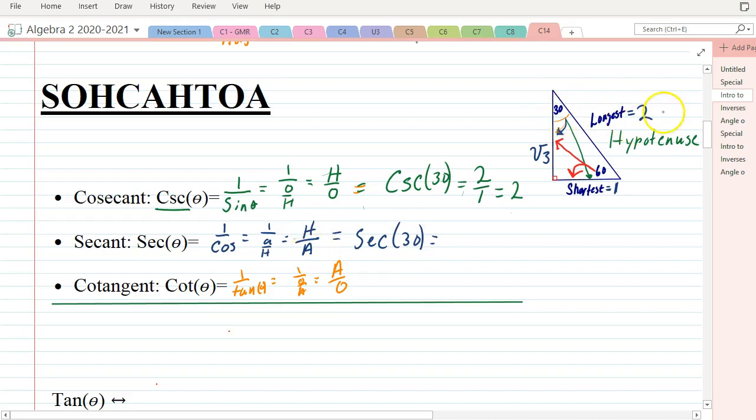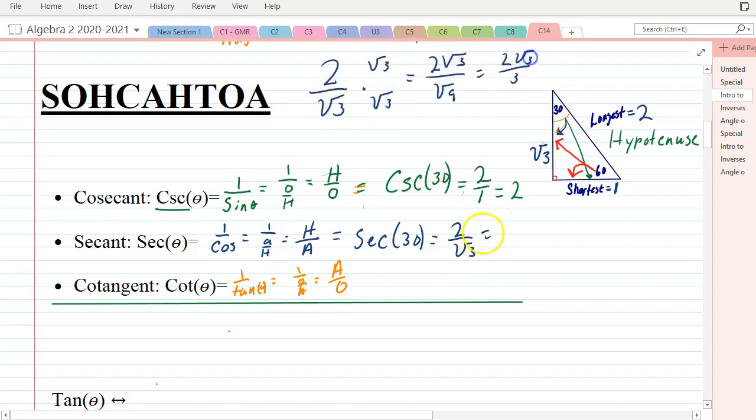Well, at 30, the hypotenuse is still 2, over the adjacent, which is the square root of 3. Now, we talked about this before. We can't have the square root of 3 on the bottom, so you need to rationalize the denominator. It looks like this, which gives you 2 square root of 3 over 3. And last but not least, cotangent.